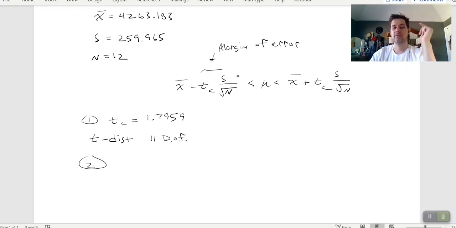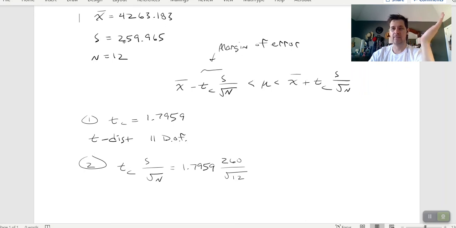Next, let's do this margin of error. TC times S over root N. Now, I just found the critical value, 1.7959, okay? And then S, that was 260. Remember when we rounded it and I put it in my MyMathLab before? And then root N is going to be root 12. Now, I'm using that rounded value, because I suppose it wants me to use the number that it's already asked me for. So that's why I'm doing it that way.